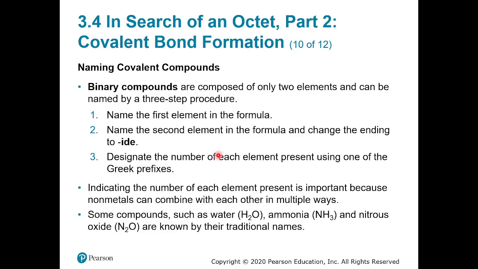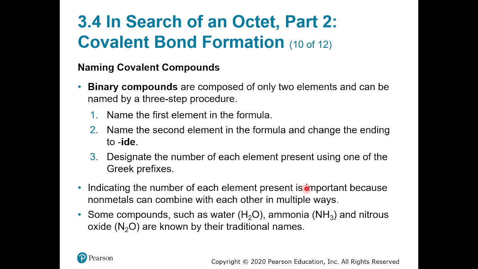So, again, indicating the number of each element present is going to be important because nonmetals can actually combine with each other in a lot of different ways because they share electrons. They don't take the electrons from one to the other. And so you can have many, many different combinations, creating quite a complex variety.